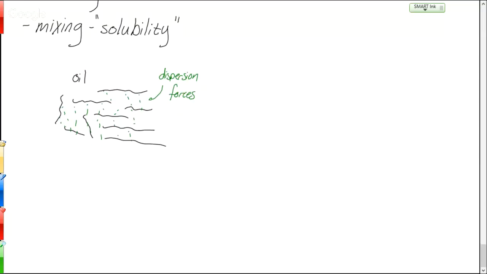So then let's look at water next to it. And water, we know, is held together by hydrogen bond forces. And so I'm going to use red to indicate those.